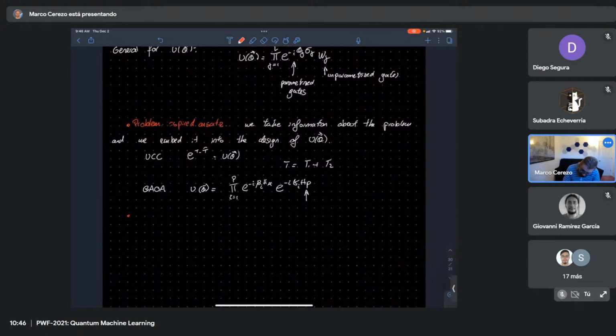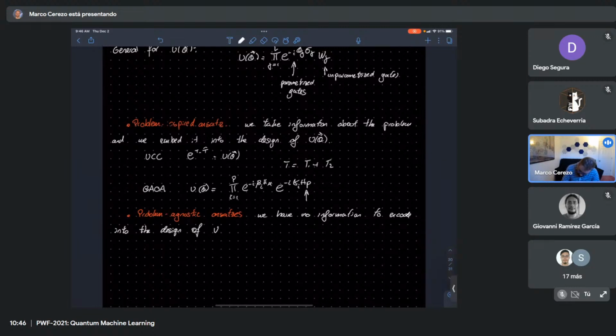So in many cases, we're stuck with what are called problem agnostic ansatzes. And here, it's sort of like a worst case scenario where we have no information that we can encode into the structure or into the design of our unitary. So what are we going to do here? What's the next best thing that we can do?